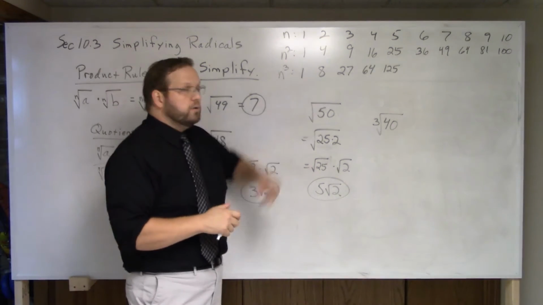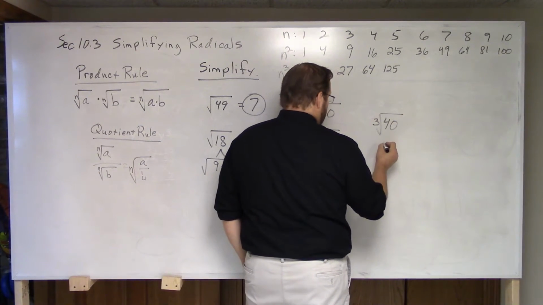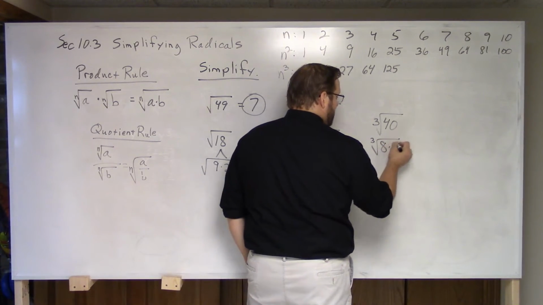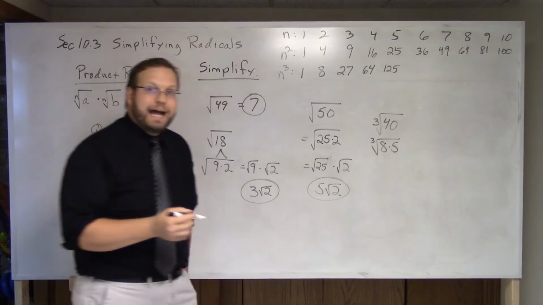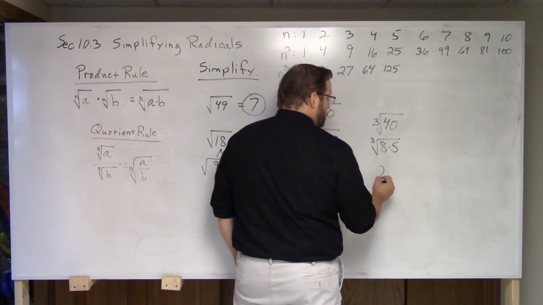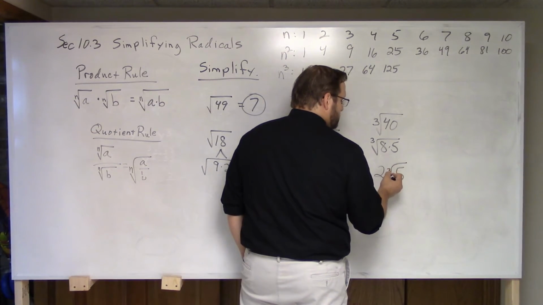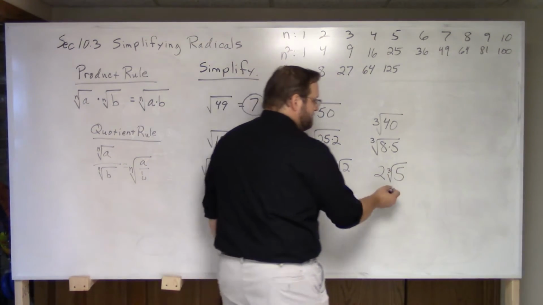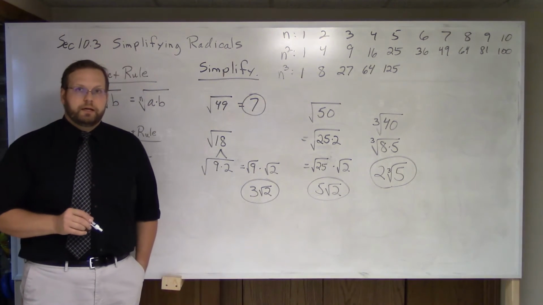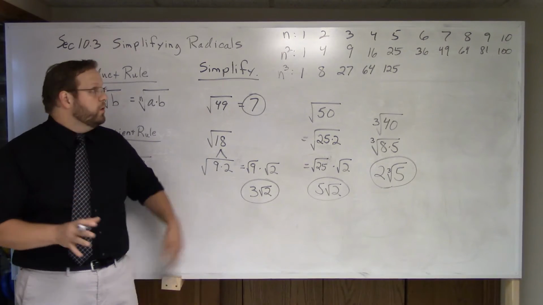Okay, so let's look at that 40. Does 8 go into 40? Yes. So when we look at this, I'm going to think of this as 8 times 5. Now I think of the cube root of 8, which is 2, and then cube root of 5 stays. Don't forget that index of 3. And there we go.